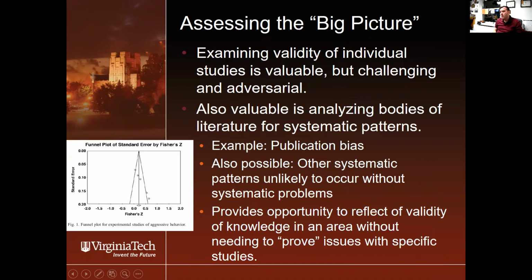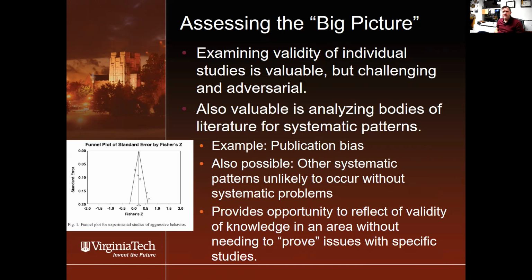Specifically, I think that with a very simple series of just a few tests, there are ways to examine entire bodies of literature that in some ways sidestep the challenges associated with challenging individual studies. I think sometimes examining the validity of individual studies is valuable, but it can be elusive. Sometimes there are a lot of unknowns about the validity of an individual study, even when there are question marks. And I think it can also be very adversarial to challenge individual studies.